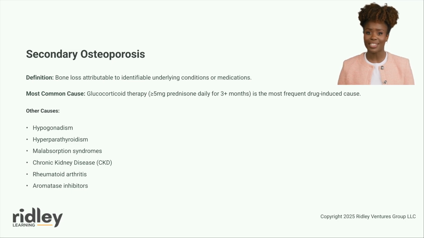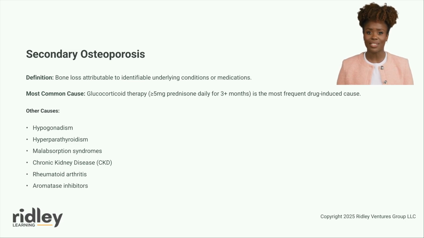Glucocorticoids exert deleterious effects on bone through multiple mechanisms, including suppression of osteoblast function, enhancement of osteoclast survival, impairment of calcium absorption, and reduction of sex hormone production. Even relatively low doses of glucocorticoids, equivalent to 5 milligrams or more of prednisone daily for 3 months or longer, significantly increase fracture risk, often before substantial reductions in BMD are detectable.